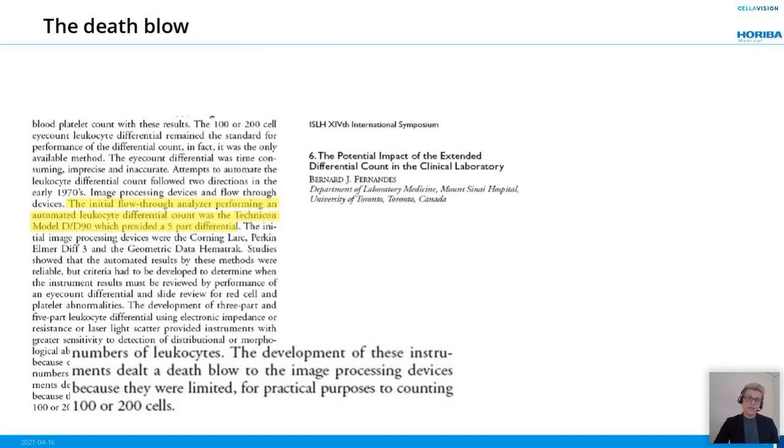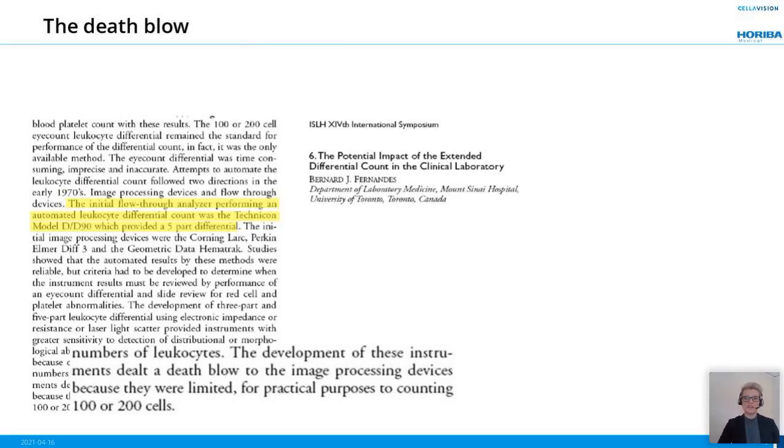So this development of three-part and five-part differential systems, using electronic impedance, resistance, or laser light scatter, provided the users with an instrument that had a greater sensitivity, of course, and also the ability to count thousands of cells instead of the digital imaging system that could count roughly 100 to 200 cells. So as this article described, this actually led to the death blow of image processing devices in the 80s.